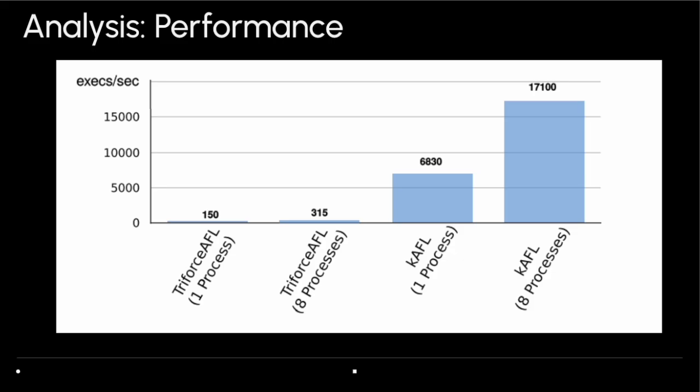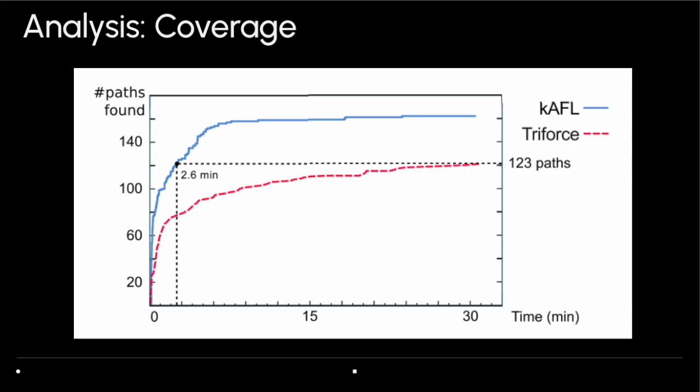The difference here comes down to the emulation versus hardware virtualization. Triforce AFL is bottlenecked by software instruction translation, while kAFL's guest kernel gets to execute directly on the hardware. And more executions per second means more of the input space gets explored, which means more bugs will be found in less time.